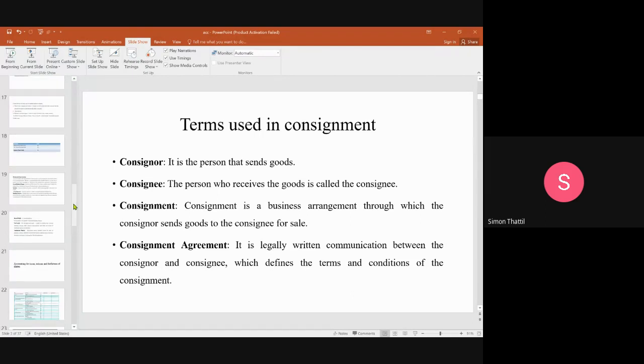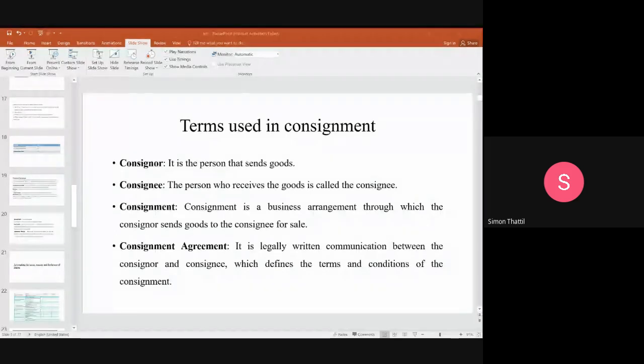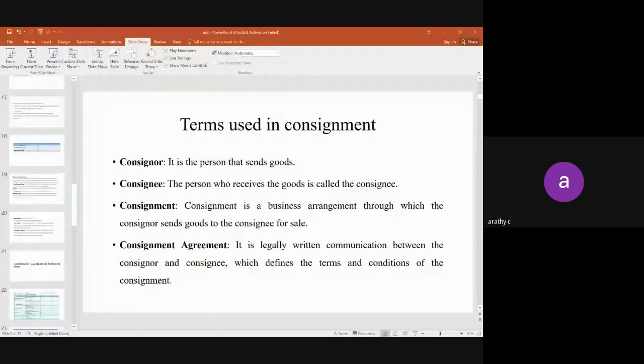There is a question in chat box by Karis. Is annual turnover and standard turnover the same? No, that is a difference. Can you see the slides?